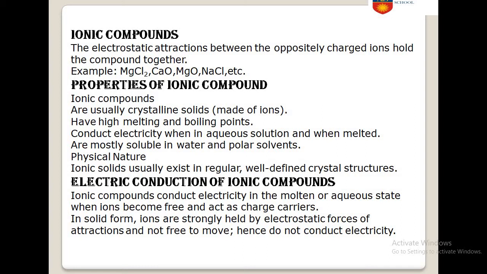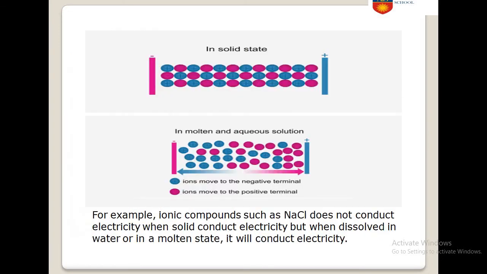So ionic compounds conduct electricity in the molten or aqueous state. When ions become free, they act as charge carriers. But in solid form, the ions are strongly held by electrostatic force and they are not free to move. Hence, they do not conduct electricity. Now you can see the example with the help of a diagram.